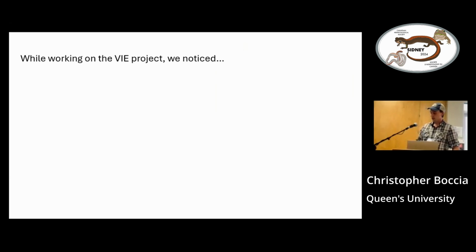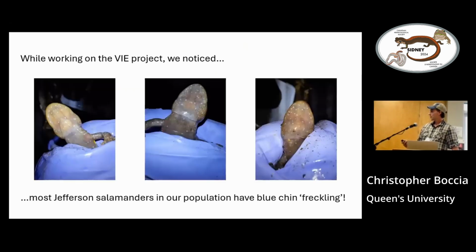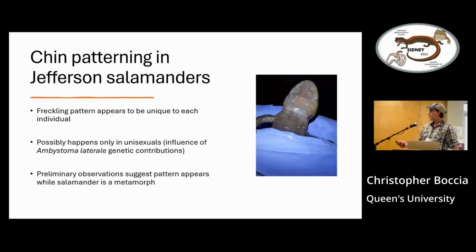So with all this in mind, while we were working on the VIE project, we noticed that most of the Jefferson salamanders in our population had blue chin frecklings. These are 3 examples here of individuals with that. These freckling patterns appear to be unique to each individual. We don't really have longitudinal data on this yet since we've only done 1 field season, but as far as we can tell, they haven't really been changing.